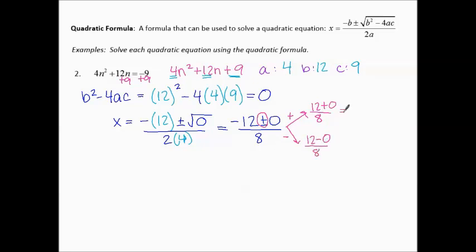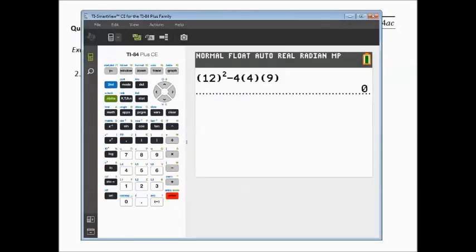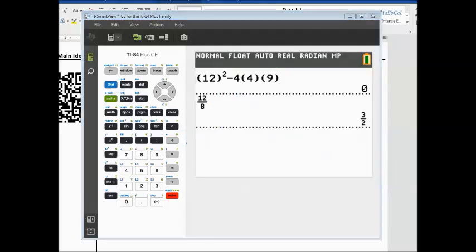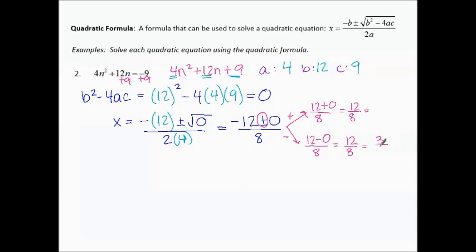Well, 12 plus 0 is just 12. Same thing here. Let's see if we can simplify those fractions a little bit, though. So if I go alpha y equals 12 over 8 will give me 3 over 2. 3 over 2 and 3 over 2. Here we only have one solution. X is equal to 3 over 2. And that can happen. You can have two solutions, one solution, and you can have no solution sometimes.